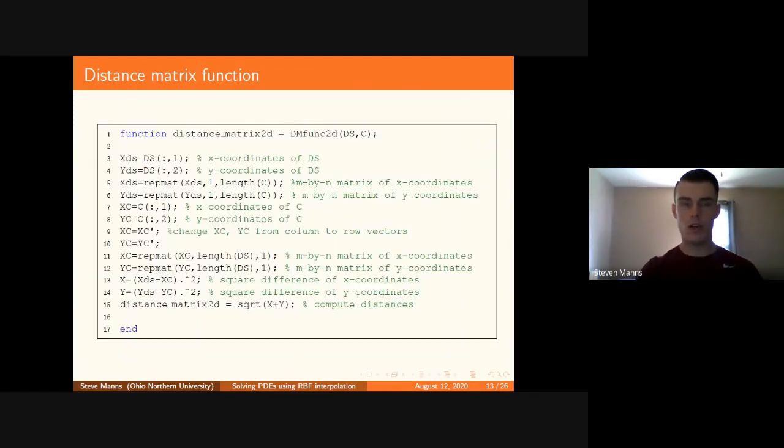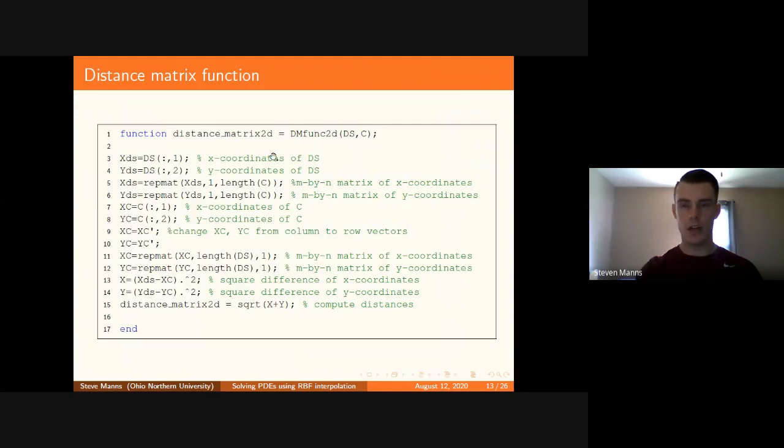To be able to solve a PDE using the method of approximate particular solutions, we need to be able to quickly compute the distance between two sets of points. Since in both of our examples the domain is two-dimensional, we create a function specific to this scenario. If we suppose the input matrix DS is an n by 2 matrix, the other input is a matrix C, which is n by 2 of coordinates.